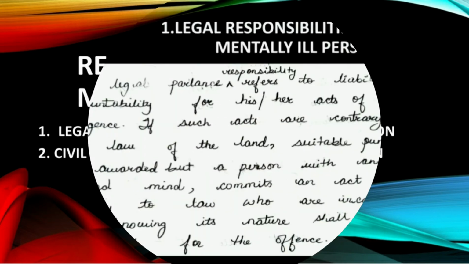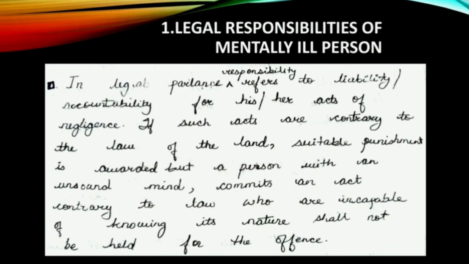Now we move to the topic: legal responsibilities of a mentally ill person. In legal parlance, responsibility refers to liability and accountability for his or her acts of negligence. If such acts are contrary to the law of the land, suitable punishment is awarded. But a person with an unsound mind who commits an act contrary to the law, being incapable of knowing its nature, shall not be held liable for the offense.